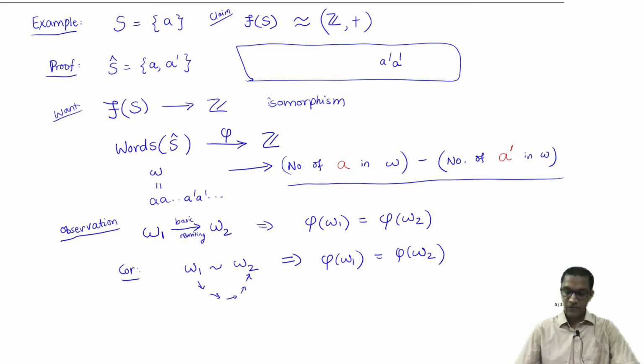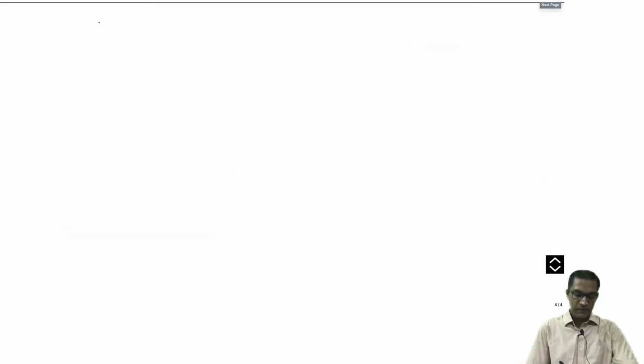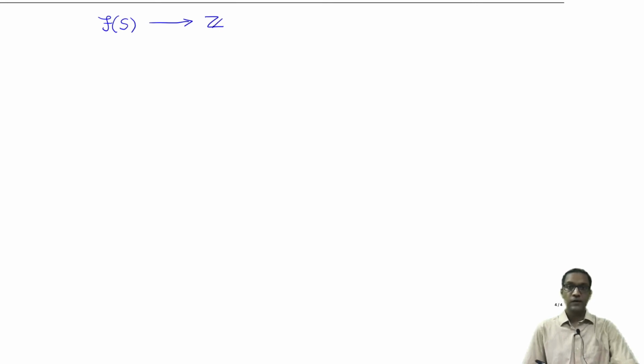So, I can in fact define a map. What this means is that I can think of phi as actually giving me a map from the set of equivalence classes, which is what we call the free group. In other words, given a word W, look at its equivalence class, and I can associate to this equivalence class the number phi of W. This new map I will call phi bar. It's a map from F(S) to Z.